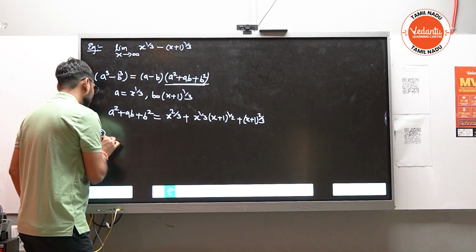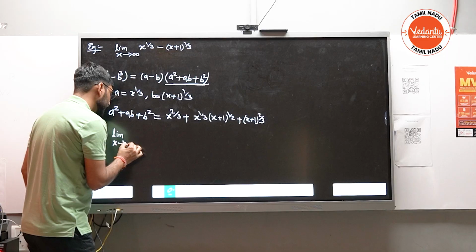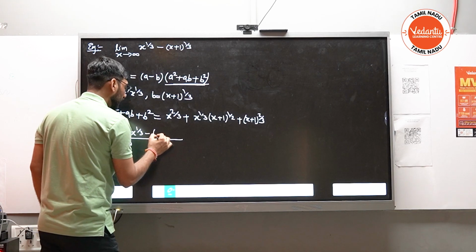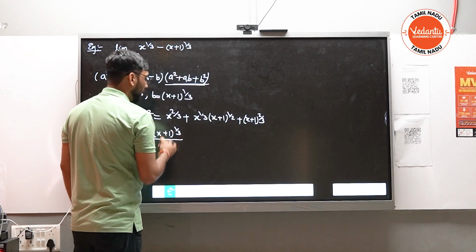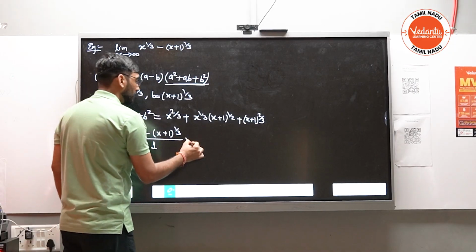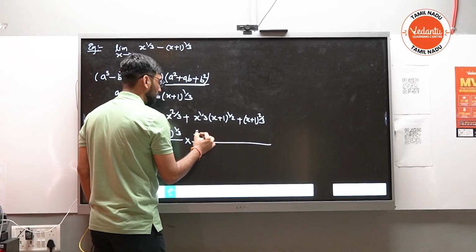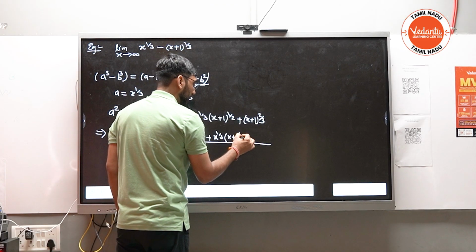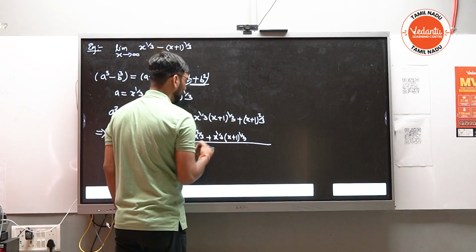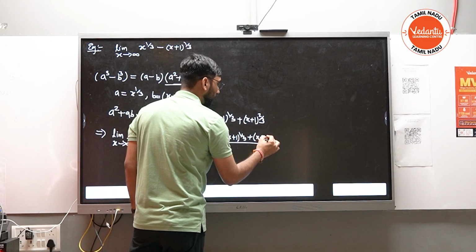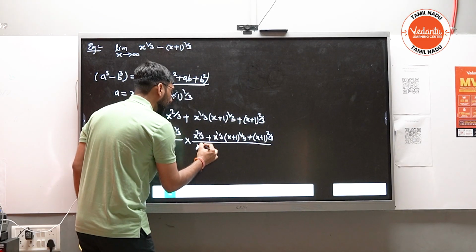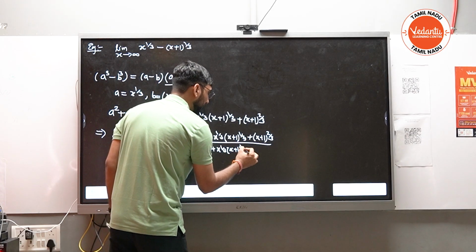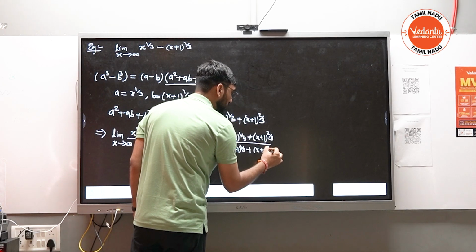So what I have is the limit as x goes towards infinity of x power 1 by 3 minus (x plus 1) the whole power 1 by 3. I am just dividing and multiplying by this factor. The factor is x power 2 by 3 plus x power 1 by 3 into (x plus 1) whole power 1 by 3, plus (x plus 1) whole power 2 by 3, and divide by the same.